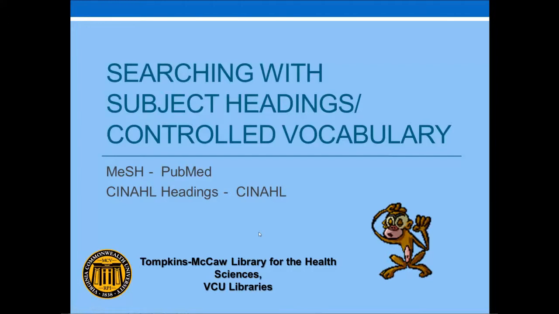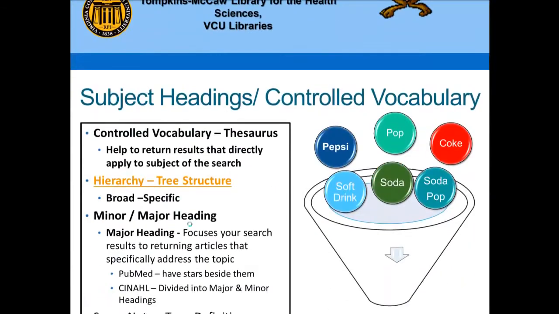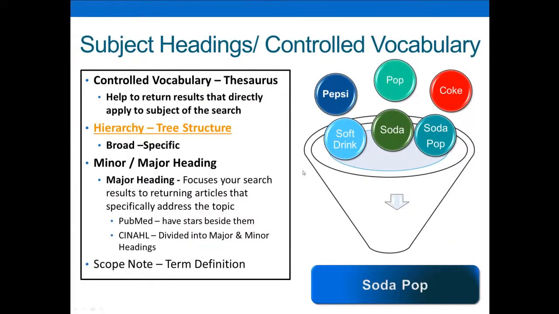CINAHL is the Cumulative Index of Nursing and Allied Health Literature and therefore speaks to nurses and allied health professionals, and they use one set of terms. Whereas PubMed is more broad in nature, talking to the entire medical community, and therefore may have some other terms that don't appear in the CINAHL headings. Now, one of the nice things about using subject headings is that you get away from some of the issues you have when doing a keyword search.